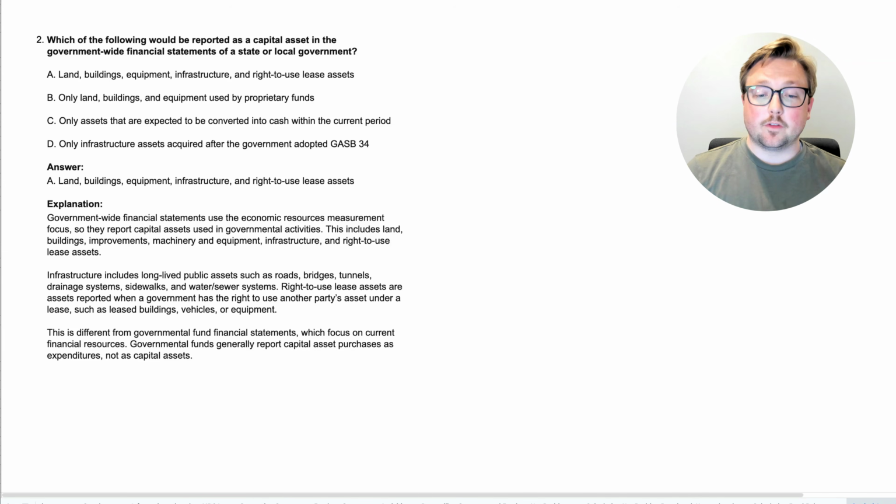This is different from governmental fund financial statements, which we've talked about a little bit in previous videos, and which focus on current financial resources. Governmental funds generally report capital asset purchases as expenditures, not as capital assets. So again, just a reminder of that difference between government-wide financial statements and governmental funds. But we're seeing that the accounting so far is pretty similar for capital assets and their depreciation compared to normal accounting. Now let's go to the next question.